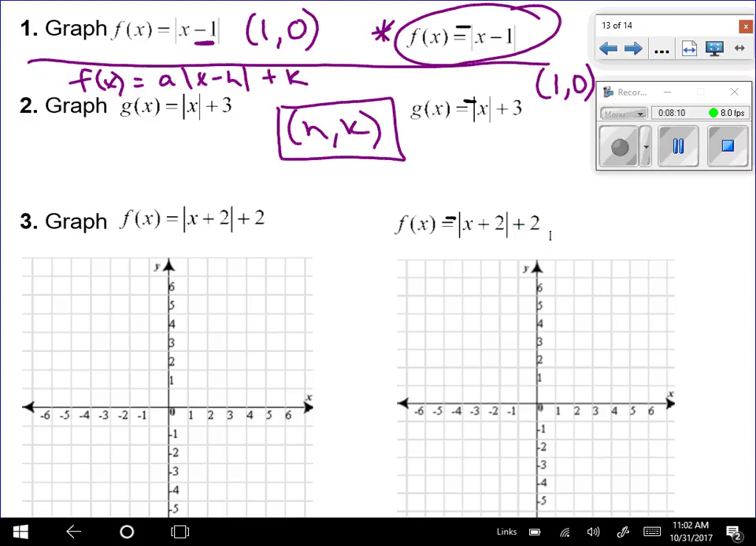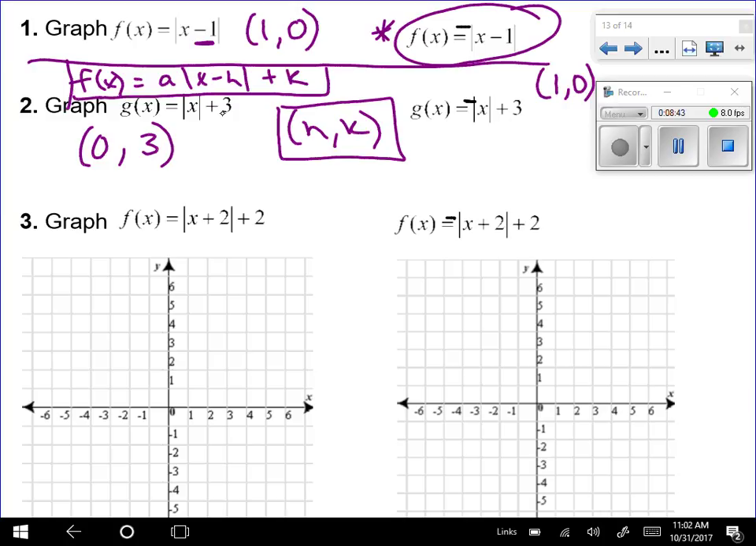Okay, so if we look at number 2 in this vertex form, we have to decide what the vertex is here. There's nothing happening inside the absolute value, so we're going to call that 0 because there's no h. Nothing's being subtracted. So our h is 0, or our x value of our vertex is 0. Our k is 3. So our vertex is going to be at 0, 3.